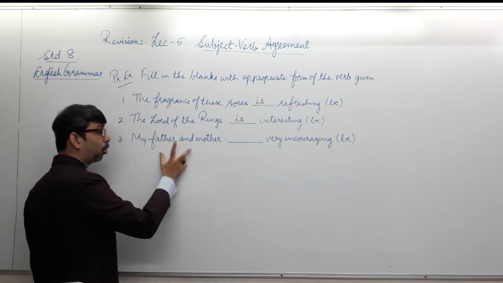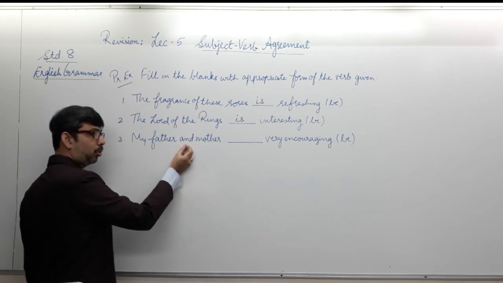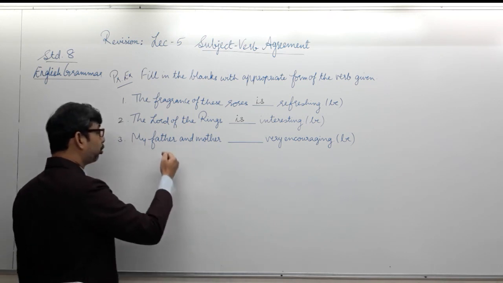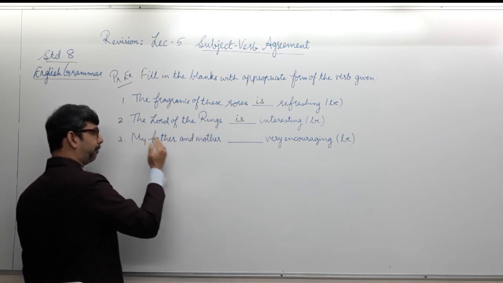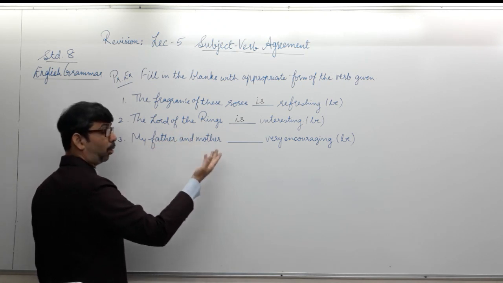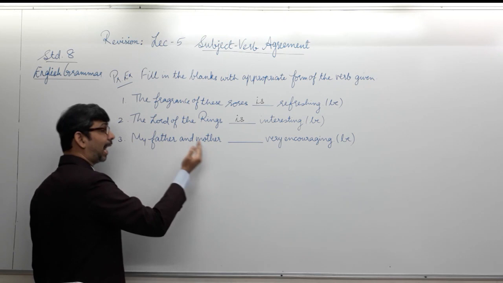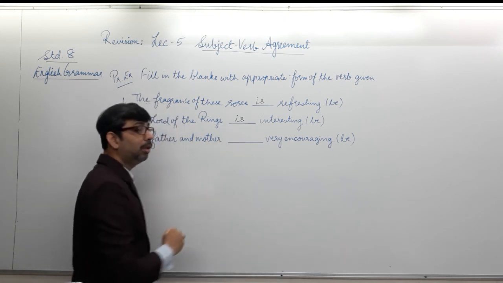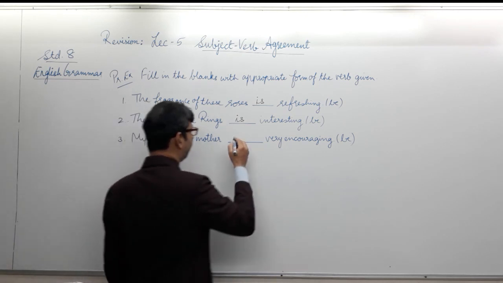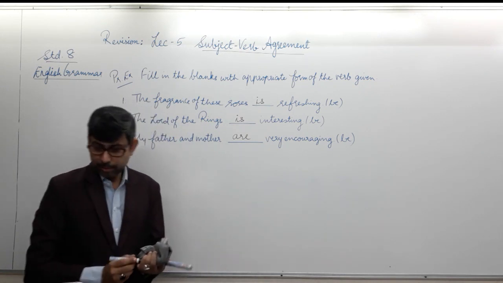My father and mother. We're talking about two individual people. So when talking about two people connected by the conjunction over here, we mean it is a plural entity and not a singular entity. If you try to separate the sentence and read it, my father is very encouraging, my mother is very encouraging. Now when you combine these two, you will land up with a sentence like, my father and mother. Therefore you will be writing a plural verb because you mean something plural over here and not singular. Therefore we will be writing are very encouraging. Let's move ahead to the next one.